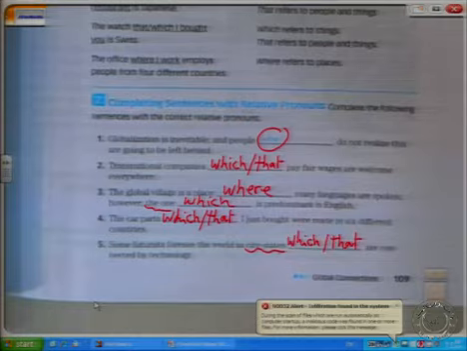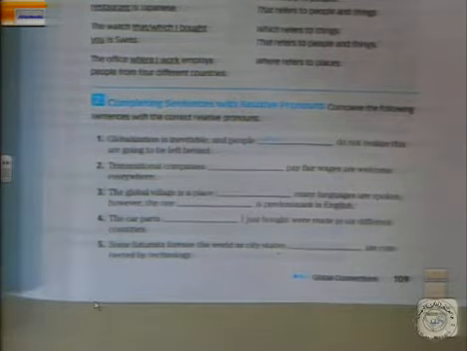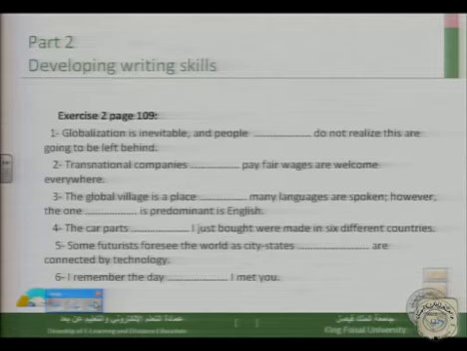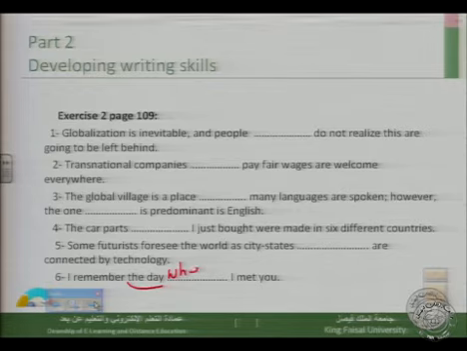We have another sentence in this exercise, which is sentence number 6. I added sentence number 6. It says, I remember the day I met you. And here we have the day. The day is time, so we need to write when here. Our sentence becomes, I remember the day when I met you.